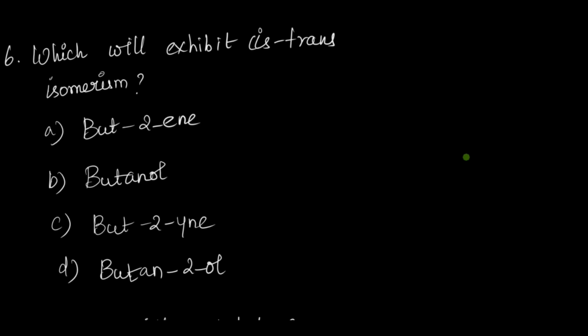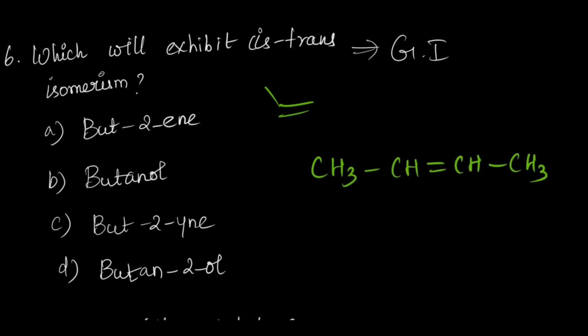Then, which will exhibit cis-trans isomerism? So cis-trans isomerism, once again. Here I'm having 2-butene, right? Then butanol. Butanol, obviously it will not work. Cis-trans isomerism is part of geometrical isomerism, so it should have a double bond in it. So 2-butene, CH3, CH double bond CH, CH3, right? So the answer to this question becomes option A.